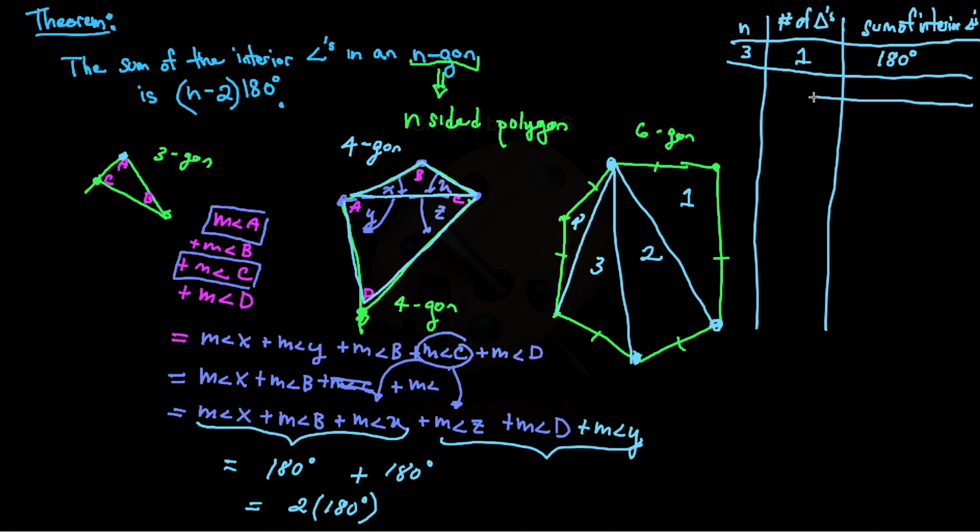And if you go over and you say 4, well, the 4-gon I drew here, how many triangles are there? 1, 2. There's 2 triangles, right? And then what was the sum of the interior angles? 2 times 180, or 360. But I want to write it purposefully as 2 times 180. Then 5.